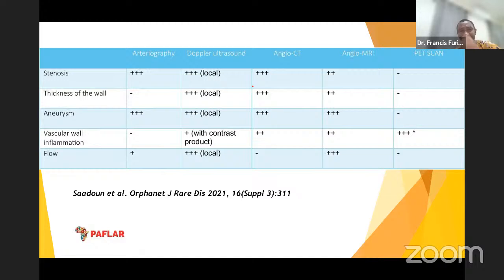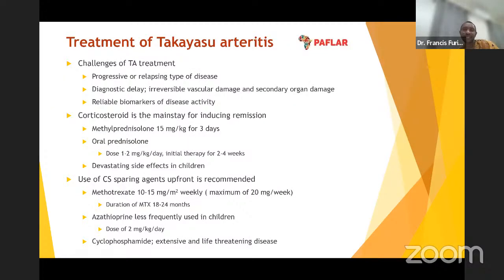So when it comes to treatment of Takayasu arteritis, this is something that we've been struggling with for a long time. And the challenges are, can you really tell that this is progressive or a relapsing type of disease? And we always have diagnostic delay, and by the time these patients are diagnosed, you have irreversible vascular damage and secondary organ damage. And we don't have biomarkers to detect the disease activity.